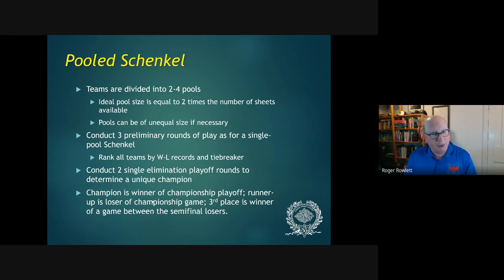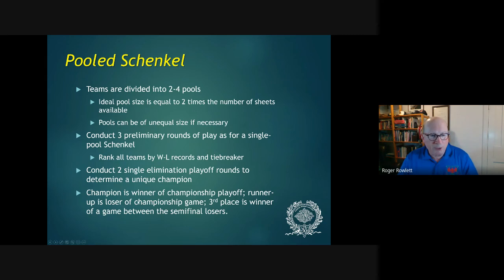You could have 8 and 6. If you have a 14-team spiel, no big deal. And if you have 8 pools or fewer, you conduct 3 preliminary rounds of play, just as you would for a single Pool Schenkel. Rank all your teams by 1 loss records and tiebreaker when you're done. And then you conduct 2 single elimination playoff rounds to determine a unique champion, pitting the teams from Pool A against the teams from Pool B.